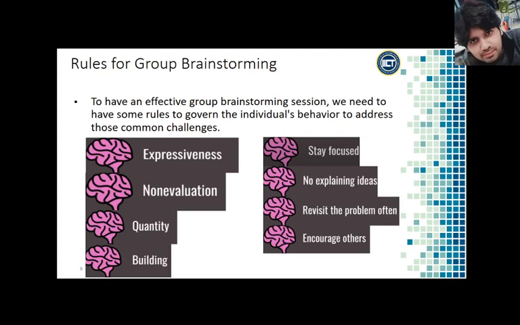Note that all 8 of these rules prescribe what individuals should do, but they are only effective if every individual does them. So it's good to cover these rules, post them publicly, and call one another on breaking from them.